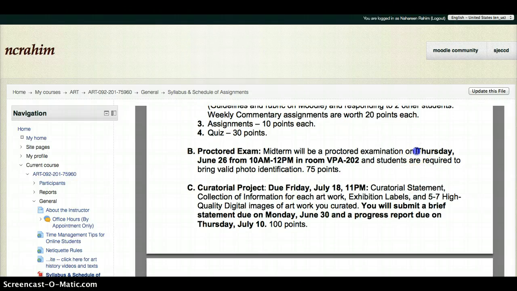So you are required to come to Evergreen on Thursday, June 26th from 10 to 12 in VPA 202 to take a midterm on the first 2 learning units.